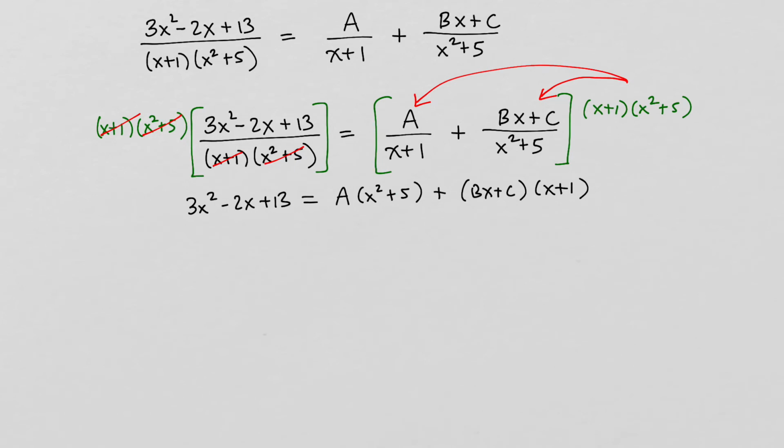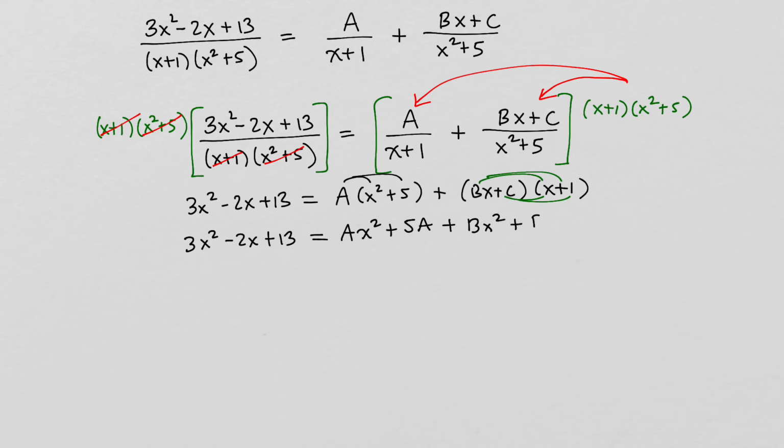When you have an irreducible quadratic, the best thing to do is to multiply everything out. So on the left-hand side, we have the same thing as before. But on the right-hand side, if I multiply this out, I'm going to have a times x squared plus 5 times a. And then here, if I multiply this one out, we're going to have bx squared plus bx times 1, which is bx, plus cx plus c times 1 is c.